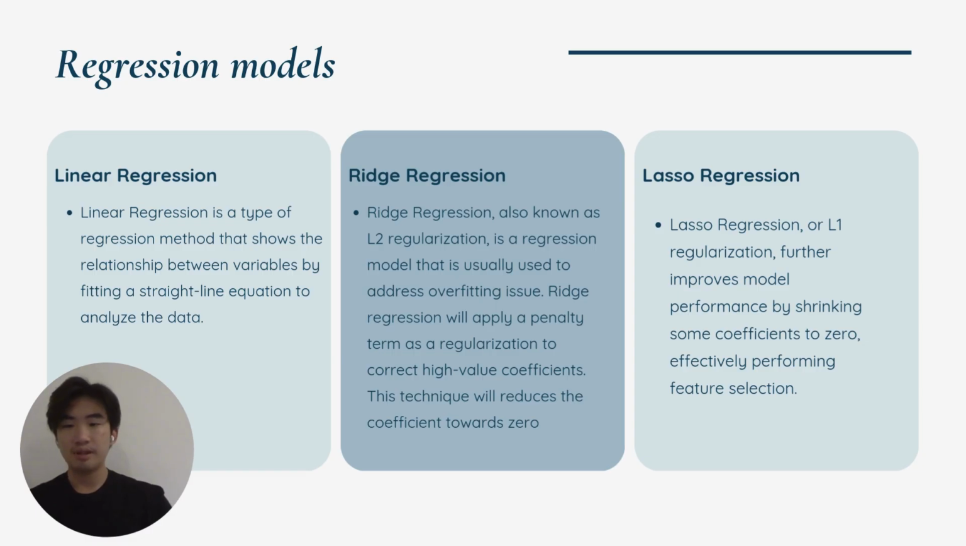So the regression models that will be compared and used in this case are linear, ridge, and lasso. Linear is a regression method that shows the relationship between variables by fitting a straight line equation to analyze data. Ridge is a more advanced regression, also called L2 regularization, usually used to address the overfitting issue by applying a penalty term as regularization to correct high-value coefficients. This model will reduce coefficients towards zero. Lasso is also an advanced regression called L1 regularization that improves the regression model by shrinking some coefficients to zero, which acts as an automatic feature selection.